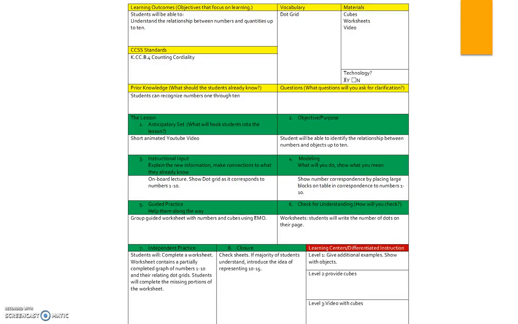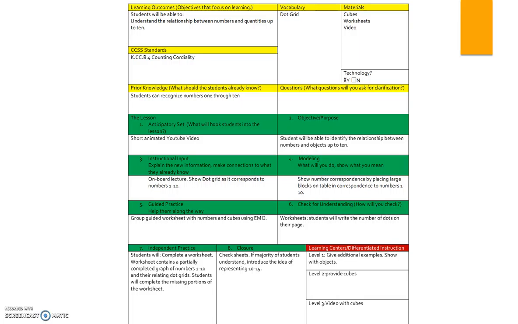Here we see a mathematics lesson, after which students will be able to understand the relationship between numbers and quantities up to 10, as mandated by the Common Core Standards K.CC.B.4, Counting Cardinality. Students by this time can recognize numbers 1 through 10, and as an anticipatory set will be shown a short animated YouTube video that shows how 1 can be represented with a dot, 2 can be represented with 2 dots, and so on. In order to teach this lesson, you will need to do an on-board lecture that shows a dot grid as it corresponds to the numbers 1 through 10.